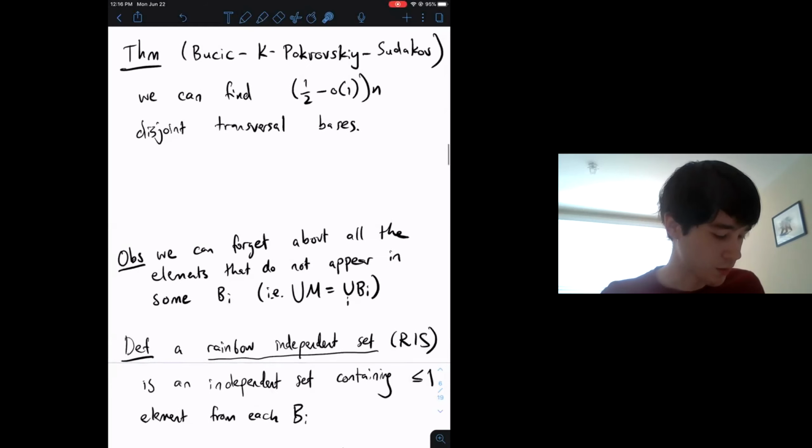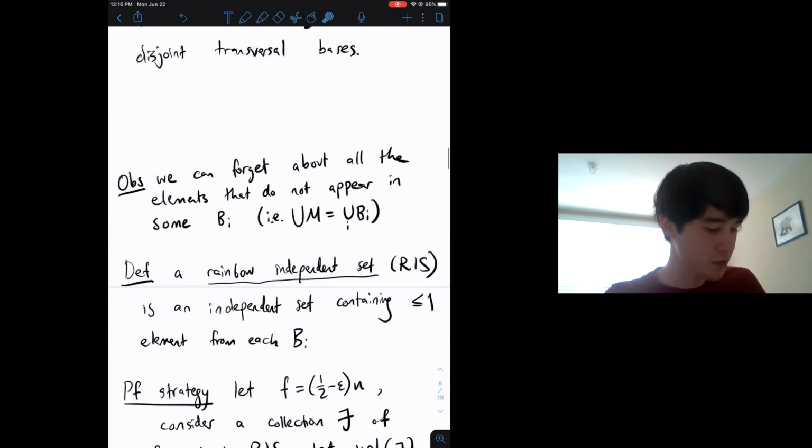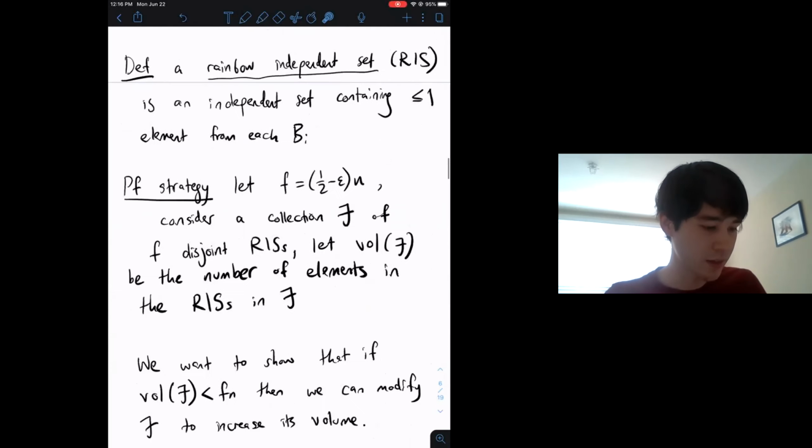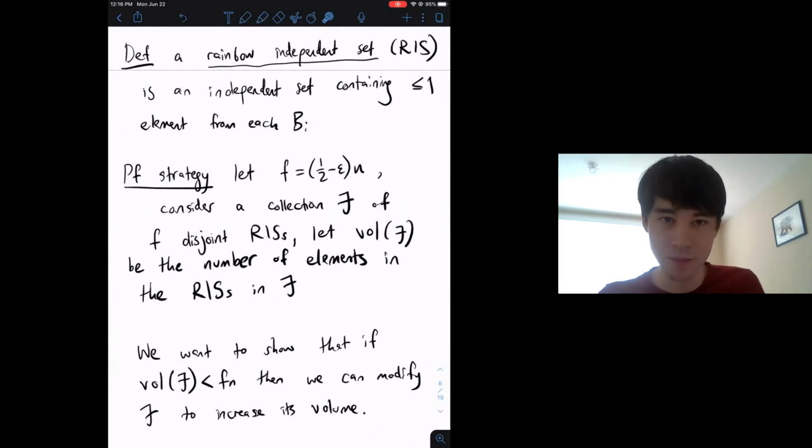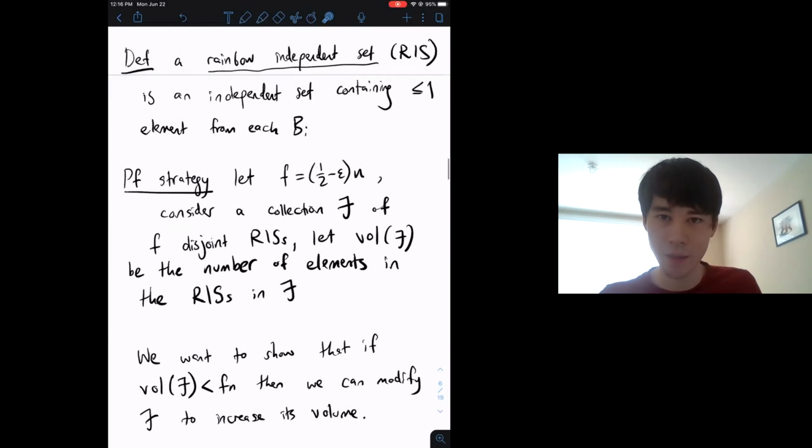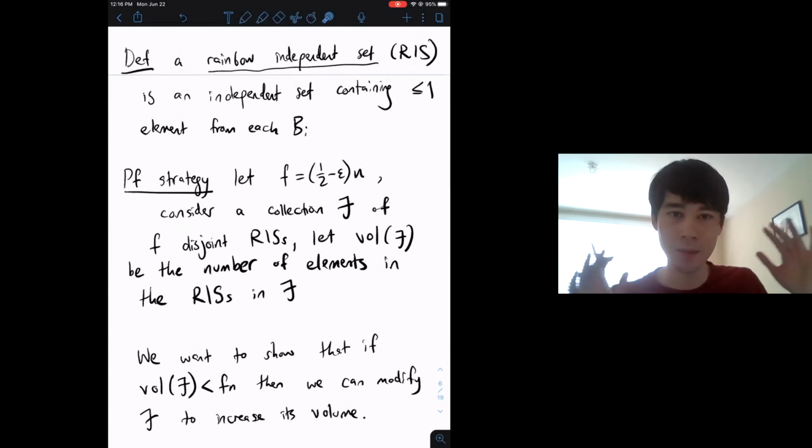Right. So a rainbow independent set of size n is a transversal basis. Trivially, the empty set is a rainbow independent set. So the goal for how we will prove this theorem is just to start with empty sets and keep building them up in some iterative way until we have transversal bases.